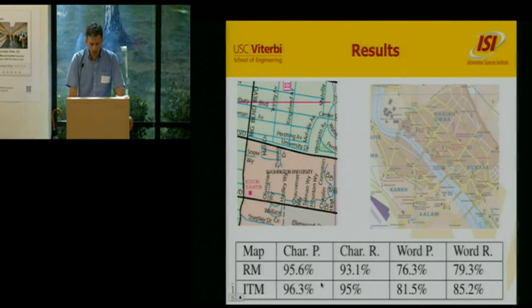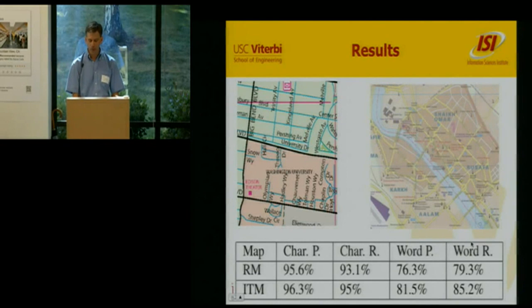Character level precision, which is the measure of how much noise you introduced, is over 95% in both maps. And then the character level recall, shown in the second column here, is 93% for the Rand McNally map, 95% for the international tourist map, which is really quite good for doing automatic recognition, because you can look and see there's a potential for a tremendous amount of noise on these maps.